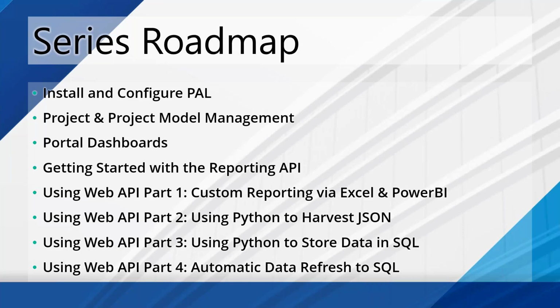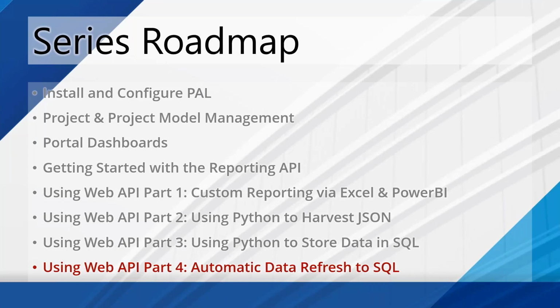In part 1 of the Web API series, we did some custom reporting via Microsoft Excel and Power BI. In part 2, we began using Python to harvest JSON just to get the idea of how that looks. In part 3, our last session, we used Python to store the data in SQL Server. And now, today, we are at this last portion where we're going to be using the Web API to do some automatic data refreshing, going directly to that same SQL database we already set up.